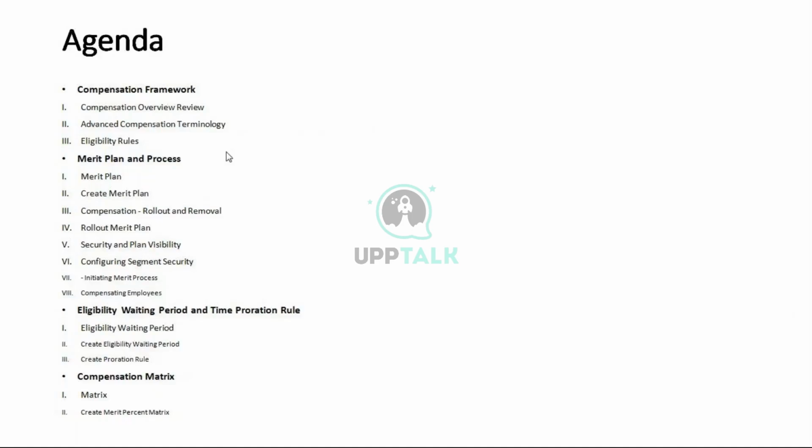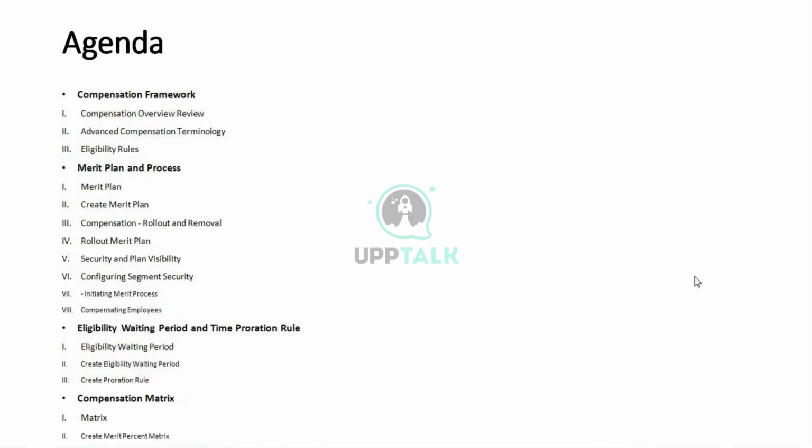We will be creating stock plans, merit plans, and bonuses. We'll be initiating that bonus to employees, initiating the merit process. All those things will be covered in advanced compensation, which covers the configuration of the merit plans and the security related to that, and compensating employees with all the merit that we'll be configuring.